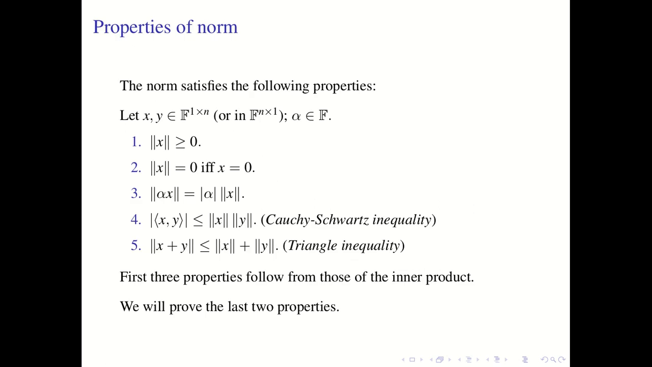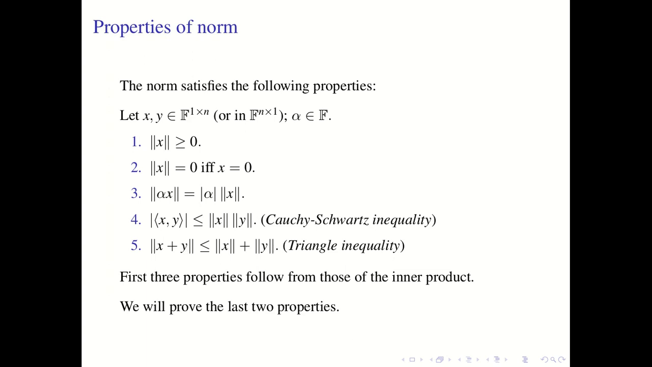As in the case of inner product, norm also satisfies some basic properties. Norm of x is a non-negative real number. It is 0 if and only if x is 0. This follows directly from the property of inner product, the definition in fact. Norm of alpha times x is mod alpha times norm x.